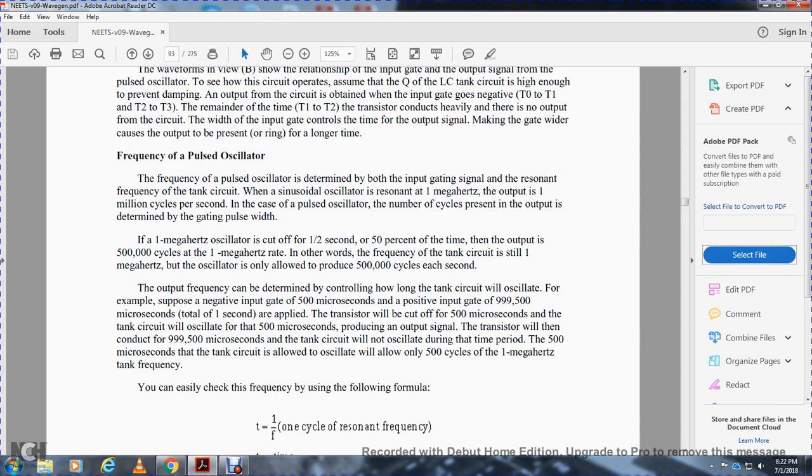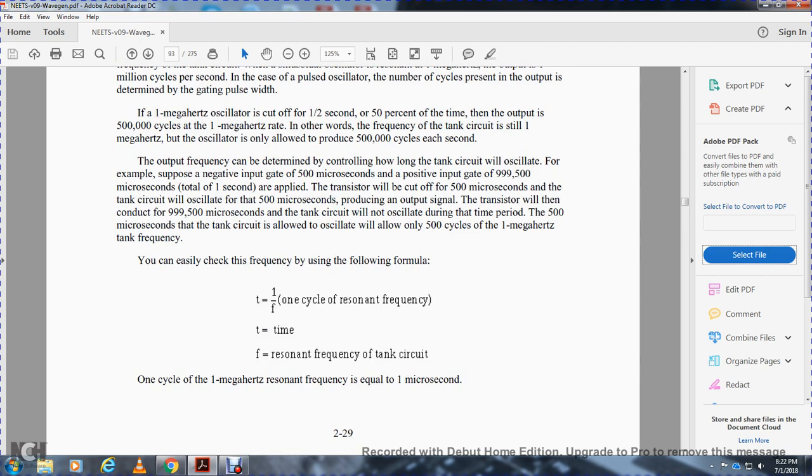Alright, frequencies of a pulse oscillator. The frequency of a pulse oscillator is determined by both the input gate signal and the resonant frequency of the tank circuit. With a synchronous oscillator resonant at 1 megahertz, the output is a million cycles per second. In the pulse oscillator, the number of cycles per second of the output is determined by the gate pulse width. If a 1 megahertz oscillator is cut off for 50% of the time, then the output is 500,000 cycles at a 1 megahertz rate. In other words, the frequency of the tank circuit is still 1 megahertz, but the oscillator only produces 500,000 cycles each second. The output can be determined by controlling how long the tank circuit will oscillate.